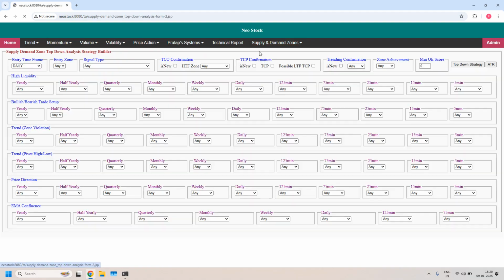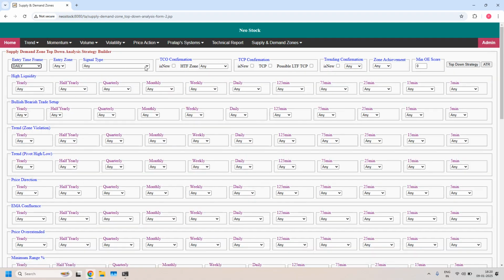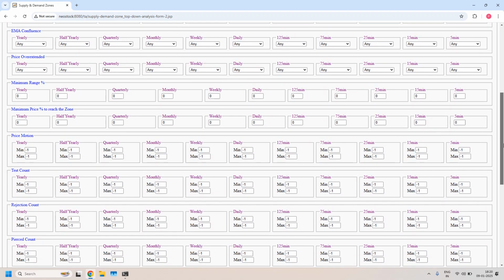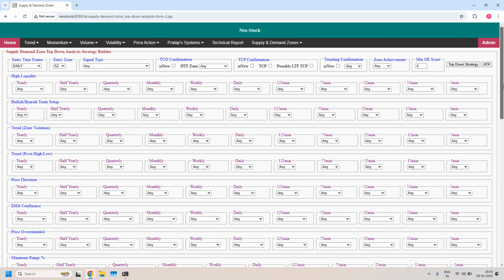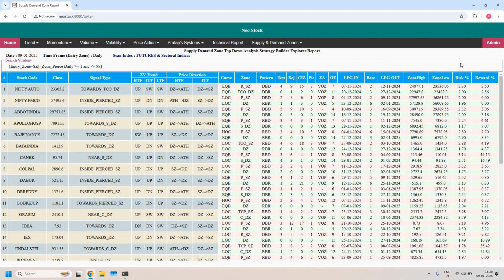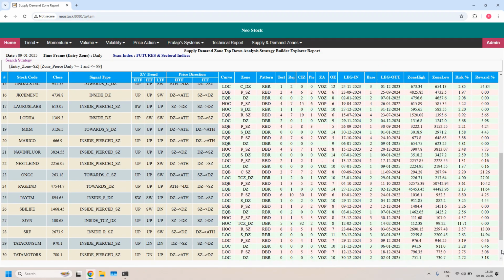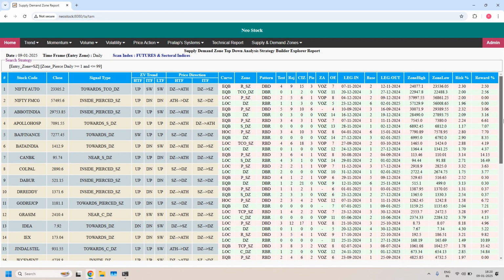Next, daily time frame. Let us look for pierced supply zones. So in the pierced count, at a daily time frame, I am setting minimum value at least once. Maximum can be any number. So big number 99 I am setting. Let's filter. So we have total 33 stocks are there.